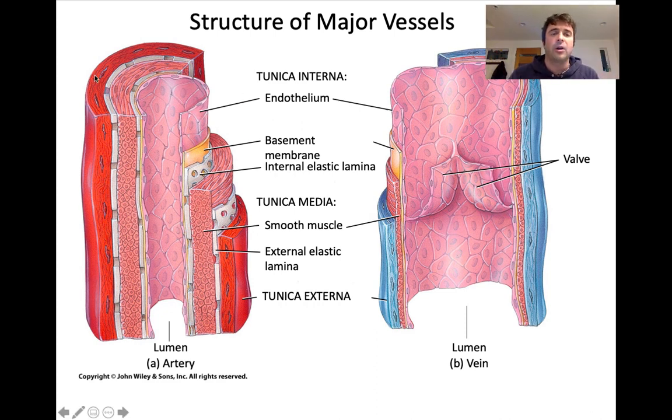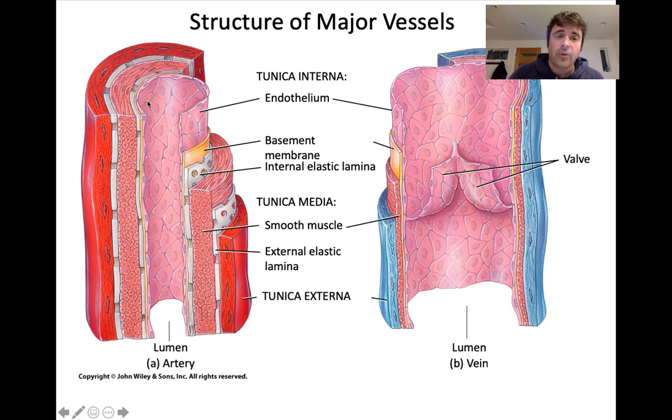So when you look at an artery versus a vein, arteries and veins both have three major layers. They both have the tunica interna. So if I say, identify the major layer indicated by the pointer, there's the tunica interna, the tunica media, and the tunica externa. If I ask you to identify the specific sublayers within the tunica interna, the tunica media, or the tunica externa, then I'm asking you to identify the things that we're going to talk about individually and what their functional relevance is. So tunica interna, we're going to start with the artery.